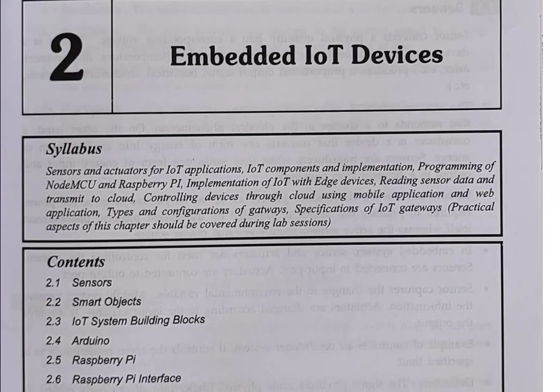Hello student. Today we are starting our new chapter number 2, embedded IoT devices. We already studied chapter number 1, which is an introduction to IoT. In chapter number 1 we discussed the basics of IoT, what IoT is, how IoT helps people, and how we can use IoT at various places. In this chapter we will see the embedded IoT devices.